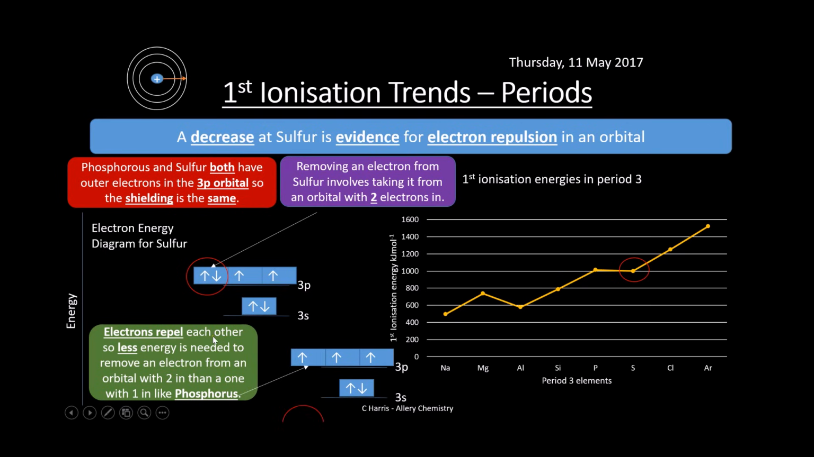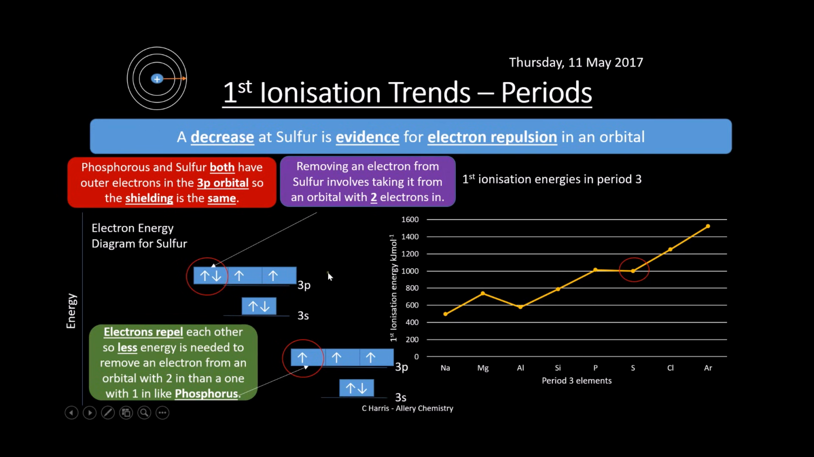Okay, so there it is. The electrons repel each other. Less energy is needed to remove an electron from an orbital with 2 electrons already in it. Okay, this is the one for phosphorus. Phosphorus is already singly occupied, so that's fine. But sulfur has an electron that's paired up with another electron. These repel. It's not going to put up much resistance.